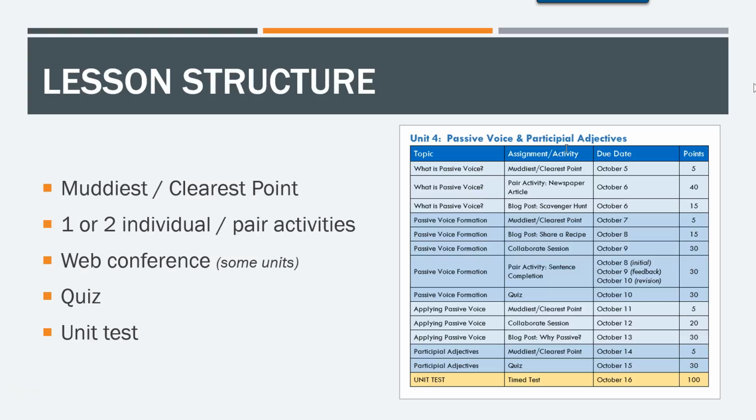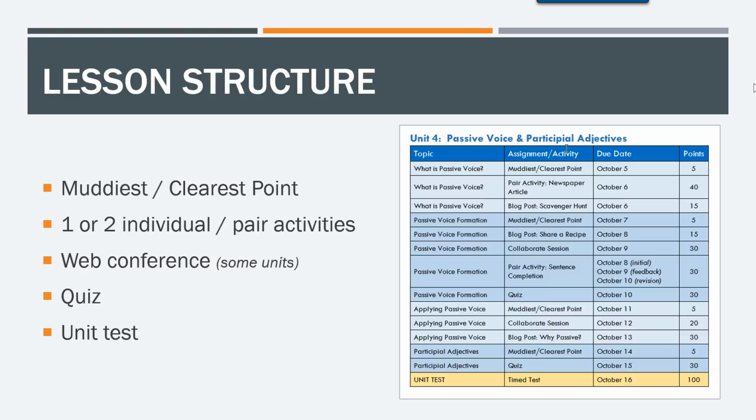Each unit is divided into several lessons, and the lessons all share the same basic structure. After they read or watch the materials, they'll post one thing that they're confused about or one thing that they learned or understood well. They'll have 1 or 2 activities to complete, either individually or with a partner.